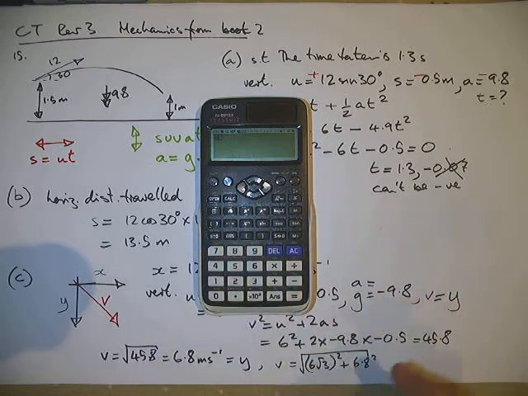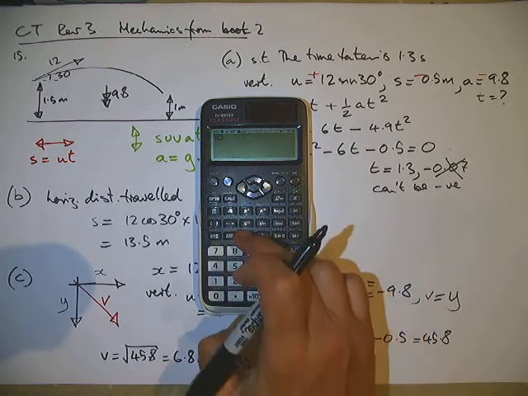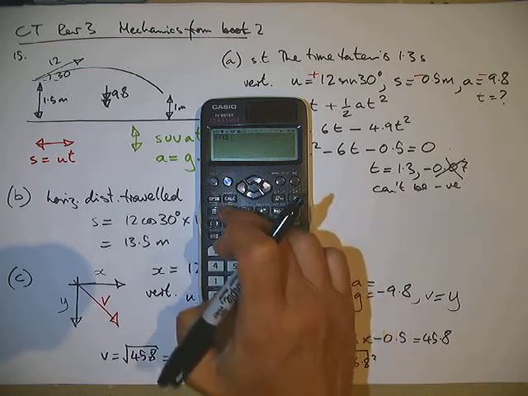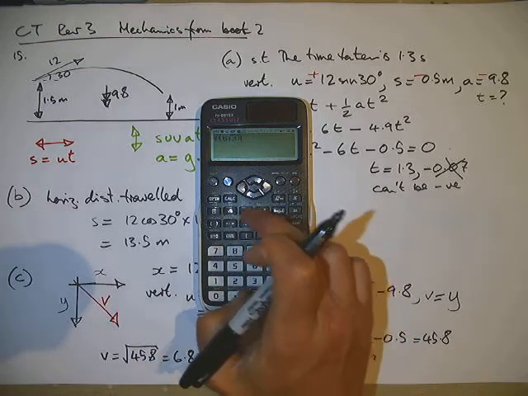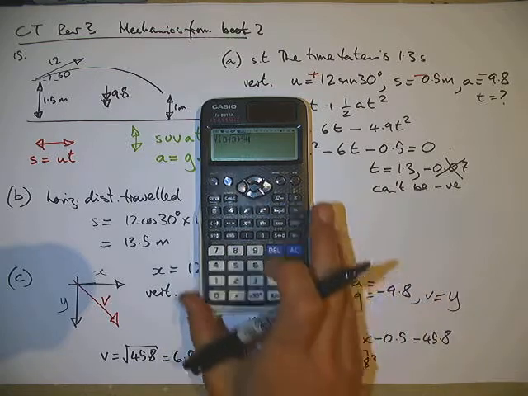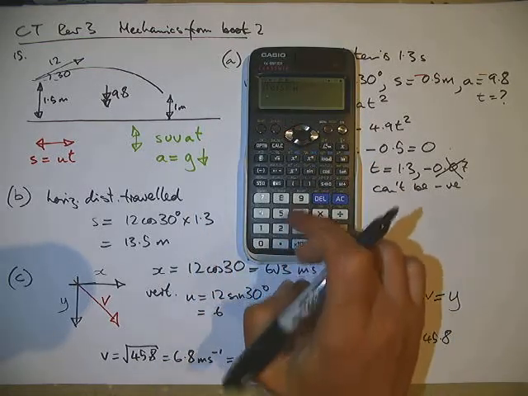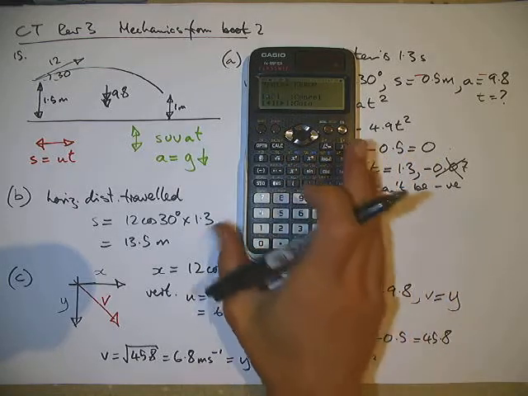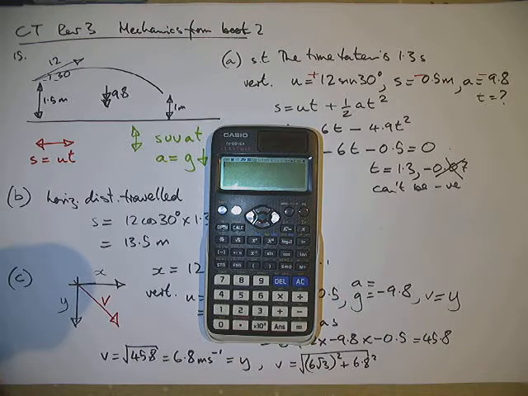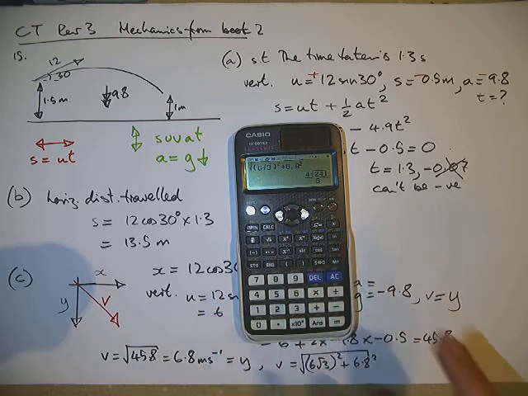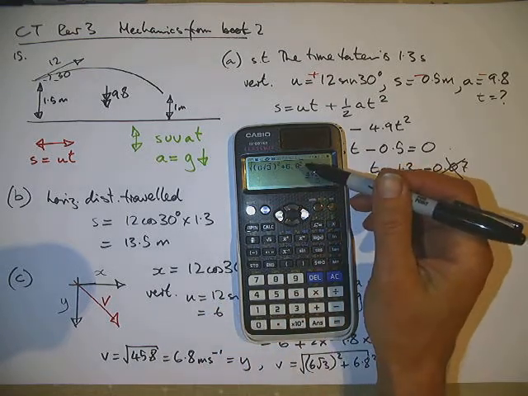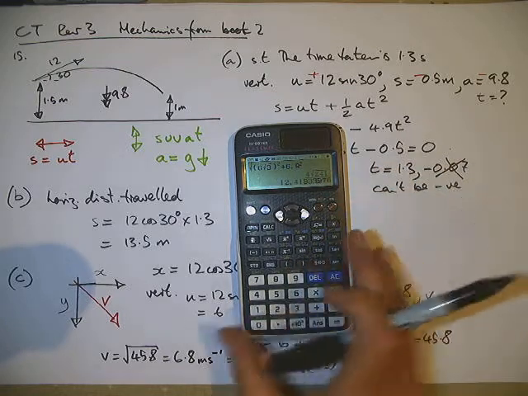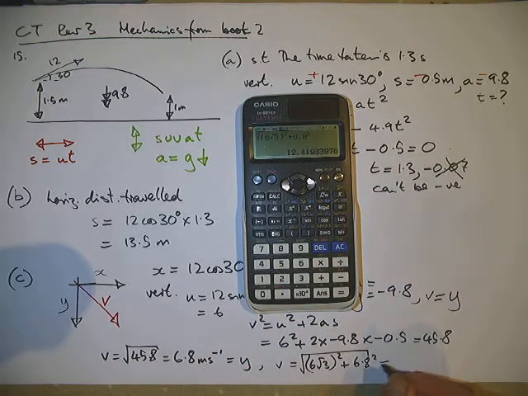Square root of, let's just do it properly then, shall we? 6 root 3 squared plus 6.8 squared. So the square root of 6 root 3 squared plus 6.8 squared is 12.4, which is the speed when it hits the target.